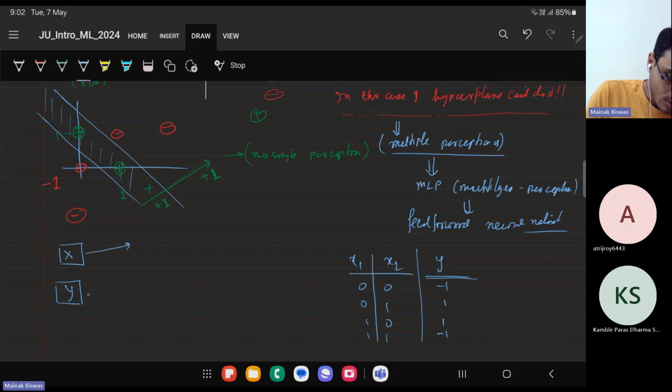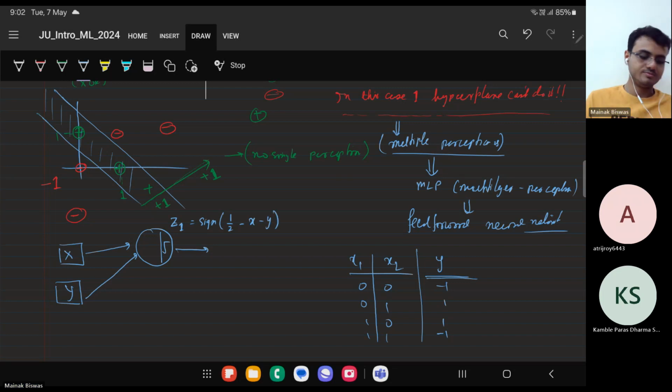I will put one neuron here, as I had shown. I will write Z1 as sign of half minus x minus y, right? Is it okay? I think not okay, right? For 0, 0, it should be minus 1. So it should be x plus y minus half. Is it correct, right? This is the first neuron I'll have according to my wish.